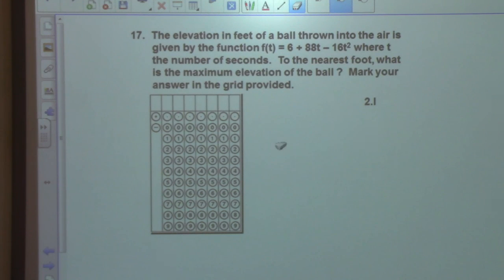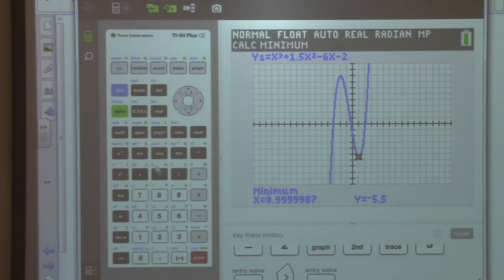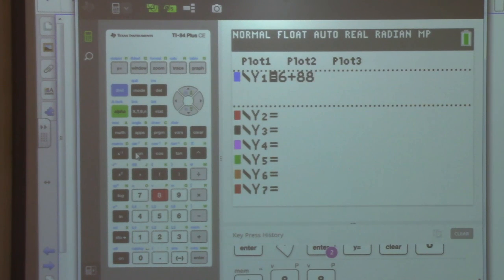Okay, number 17, we have this function here, f of t equals 6 plus 88t minus 16t squared. You're looking for the maximum elevation. And so what you're looking for is, when you graph this thing, it's going to look like this. And you're going to get an xy coordinate up here. And elevation is going to be this coordinate right here. So let's put that in the calculator. 6 plus 88x minus 16t squared.